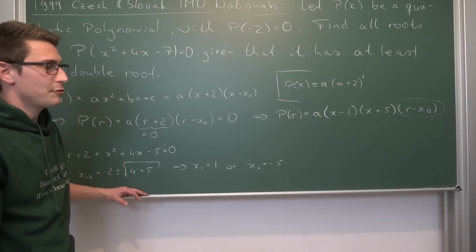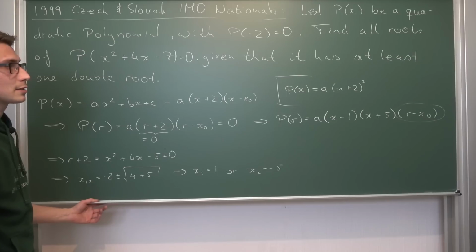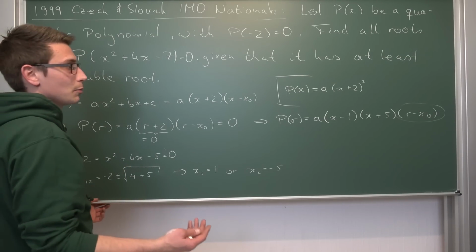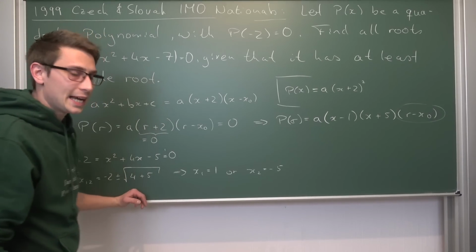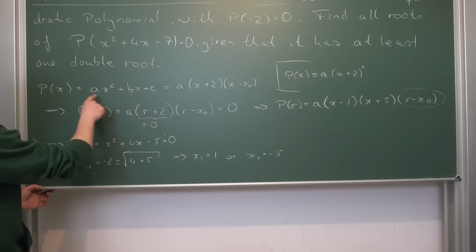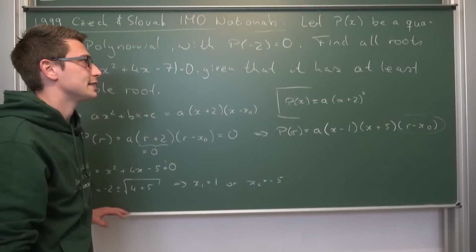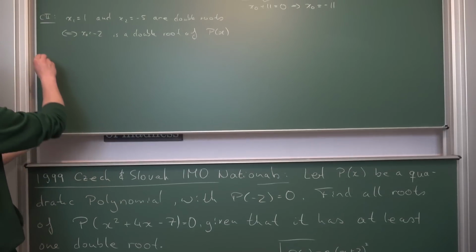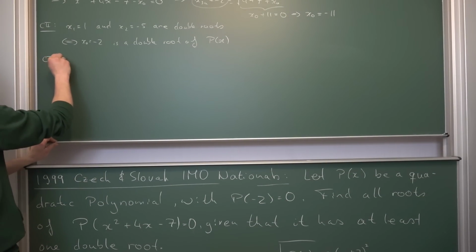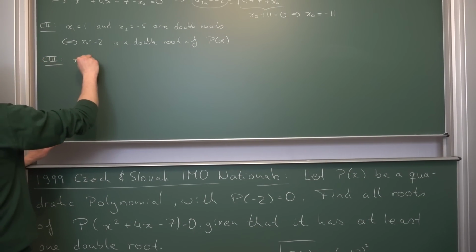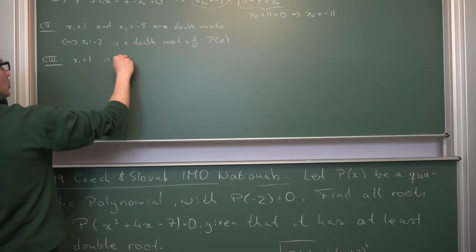And then this got me thinking, those are not the only cases that we could possibly have. What about the case when only x1 being equal to 1 is a double root? This is our next case, case 3. x1 is equal to 1 is a double root.